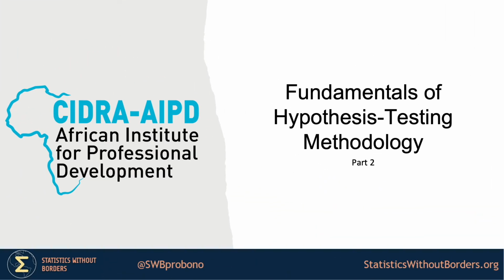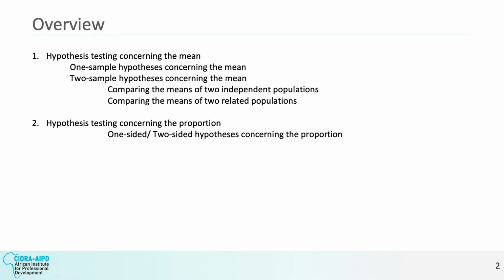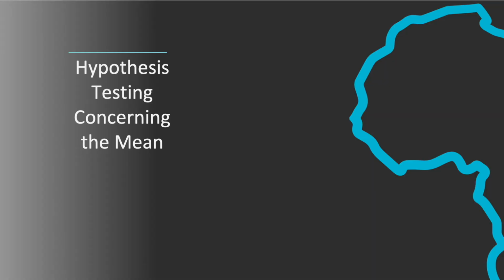Welcome to part 2 of the lecture on fundamentals of hypothesis testing methodology. In part 2 of this lesson, we're going to work through some examples to test hypotheses with real data. This should help you better understand how to apply what you learned in the previous lesson. As I explained in the first lesson in this lecture, we can conduct both one- and two-sided, or tailed, tests with both one or two or more samples. Let's get started with hypothesis testing using the mean.